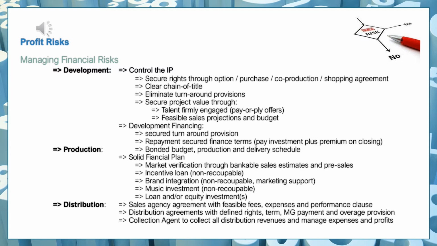We make sure that our distribution agreements do include industry standard sales fees and distribution fees and expenses, as well as performance clauses. And we make sure that we have, of course, our collection agency provision in there. And we make sure that the rights agreements that we are doing with the sales agent are reflecting the proper term, the proper minimum guarantee payments and overages provisions.